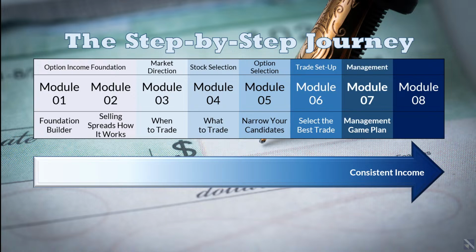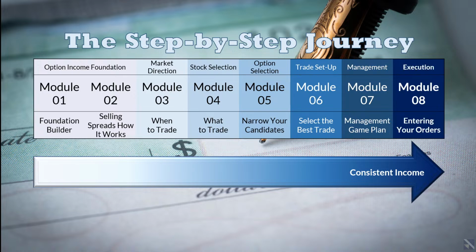Now that you got your high probability trade picked out and you're ready to go, in Module 7, you're going to learn how to have your plan in place so you know when to exit the trade, not only to take profits, but to minimize losses. You're never going to be frozen like a deer in the headlights ever again. No matter what the market throws at you, you'll know how to react, which allows you to trade completely stress-free.